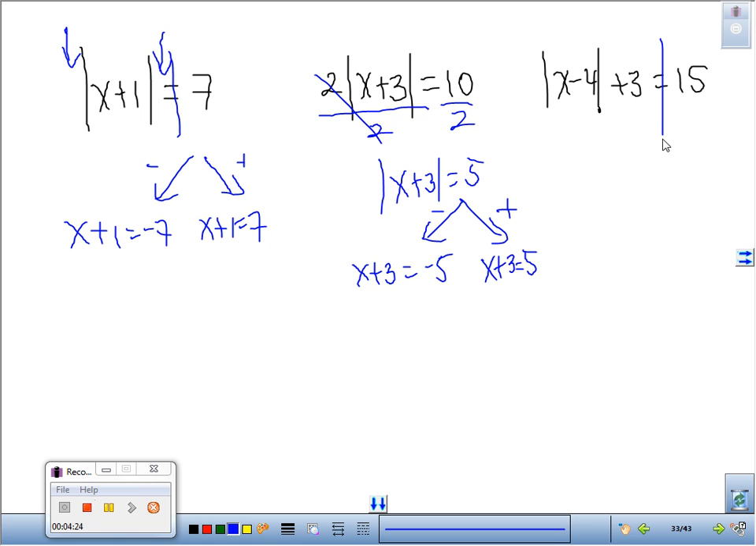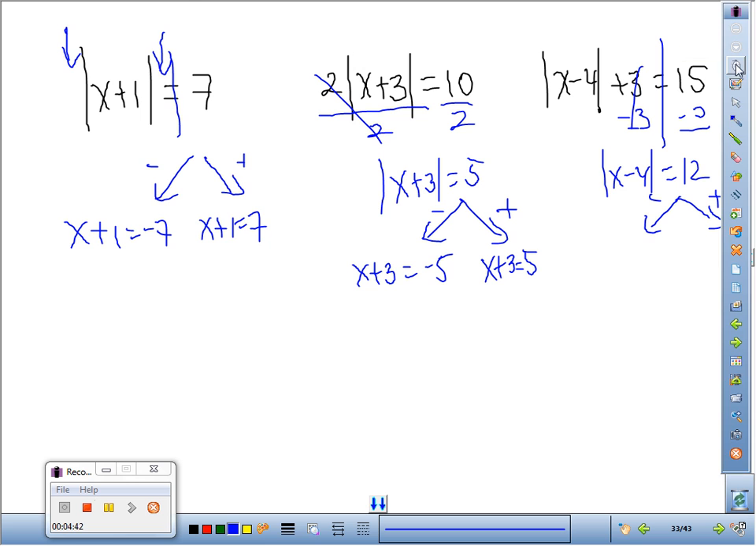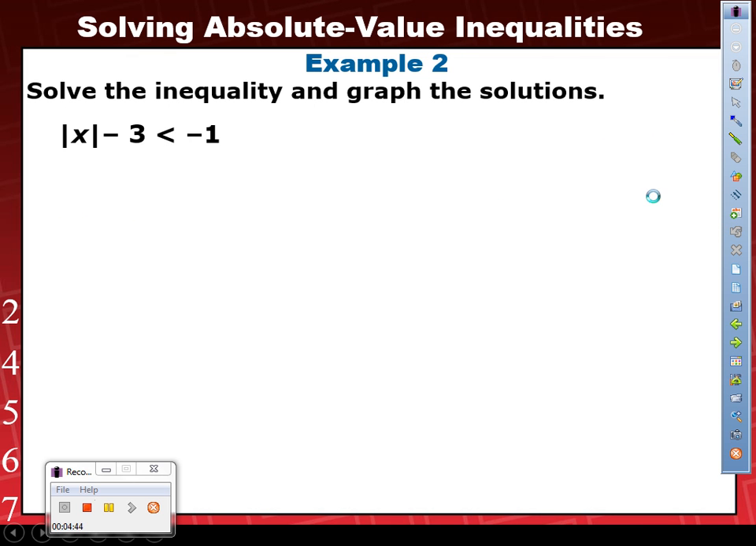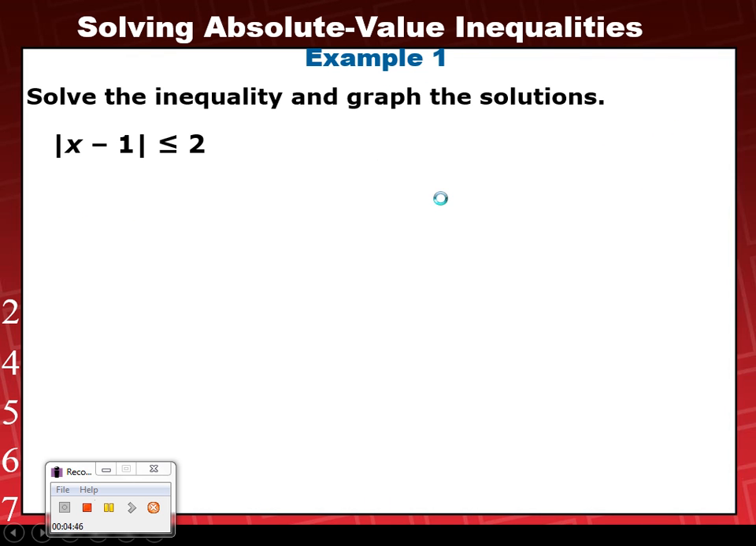This one, to leave the absolute value by itself, I would need to subtract 3 from both sides. This would be absolute value of x minus 4 equals 12, and again I would write my 2 equations, one negative, one positive. Are we there so far? Any questions with that? So with that said, let me go to the problem at hand. Oh, sorry. Look at this one.